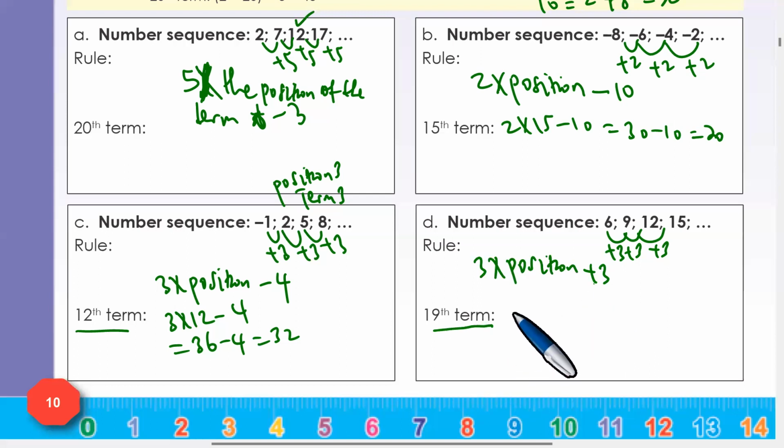Okay, the 12th term. What is the 12th term? What is 3 times 12? 19th. So the 19th term is what they want. What is 3 times 19 plus 3? What is the answer? So 3 times 19 plus 3? Yes.